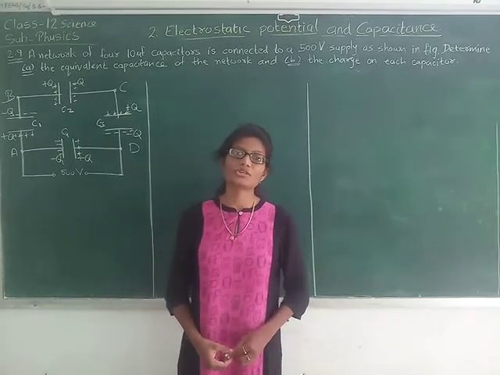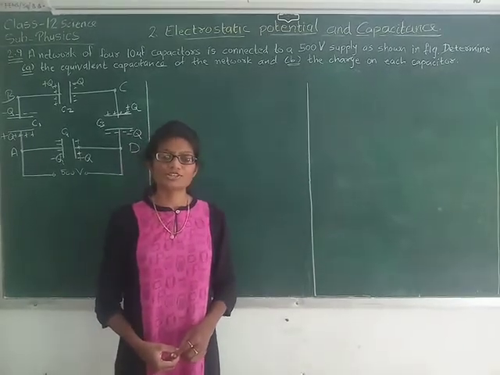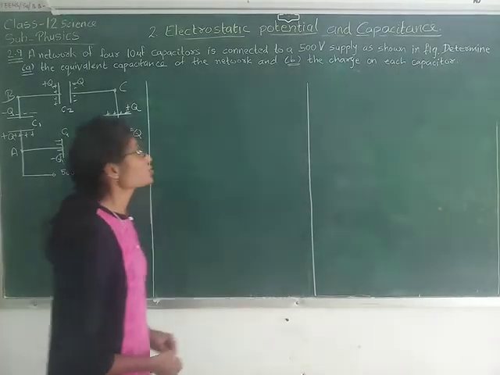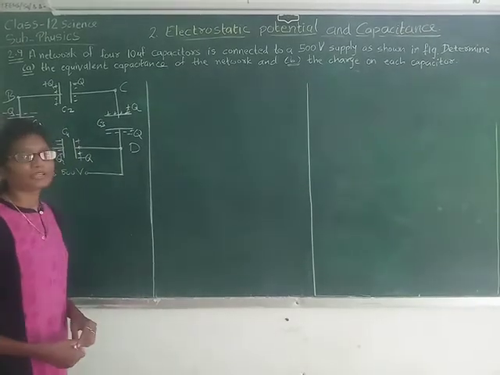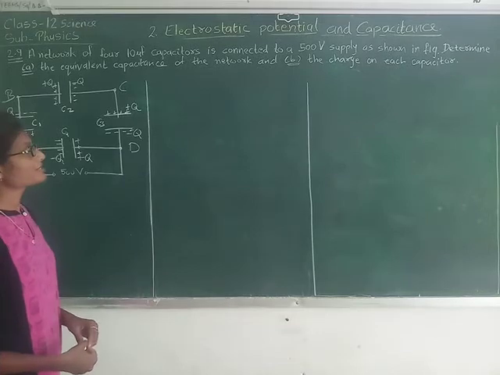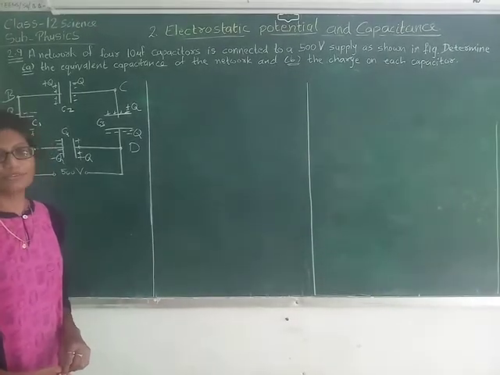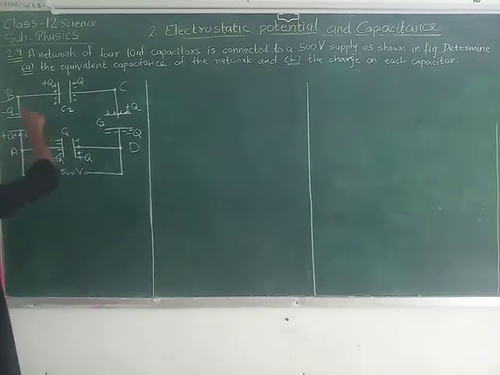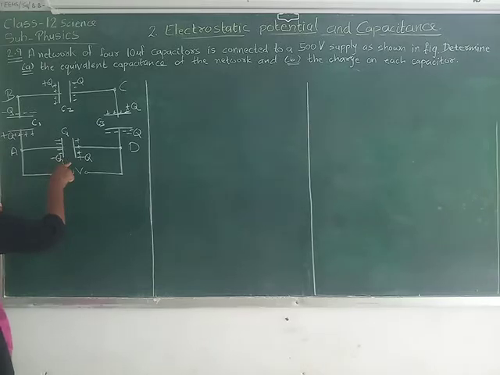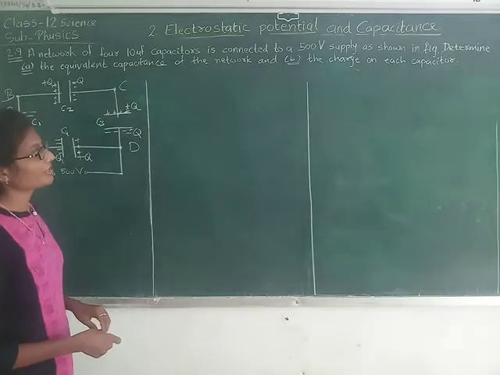In this video we are going to solve another illustration of chapter number 2, that is electrostatic potential and capacitance. So now let us see the illustration number 2.9. A network of 4 10 microfarad capacitors is connected to a 500 volt supply as shown in figure. So you can see over here we are having a network of capacitors, right? Here we are having 4 capacitors and it is connected to the potential difference, that is the supply 500 volt.